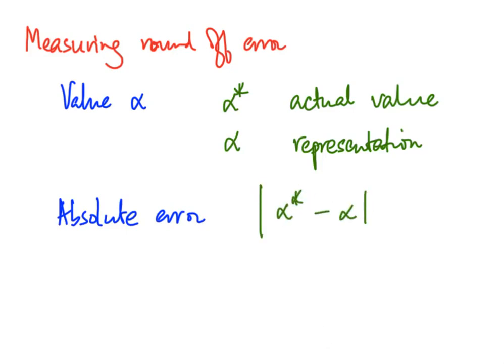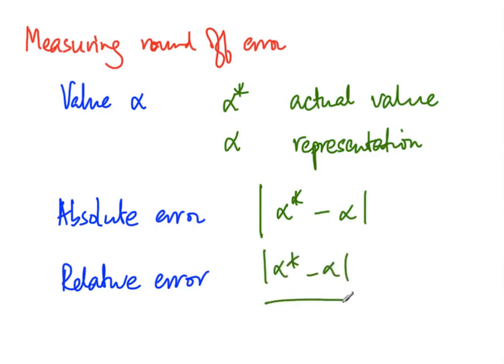But very often it's not the absolute error but the relative error that we are interested in, right? So we are interested in how much this is as a fraction of the value alpha star itself. Right? So this is the relative error. So the absolute error is just the difference between the mathematical value and the represented value, and the relative error is this difference normalized to the absolute value.